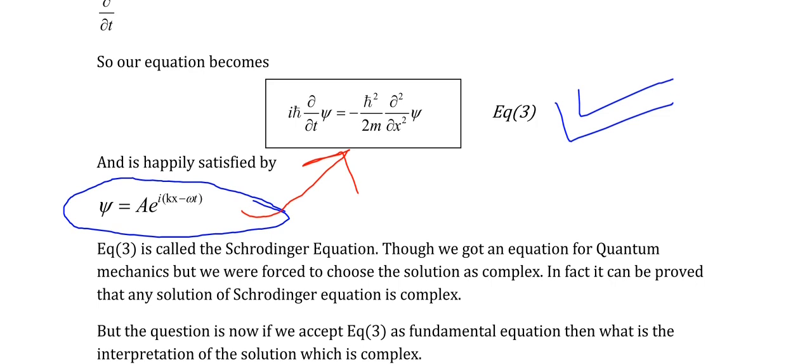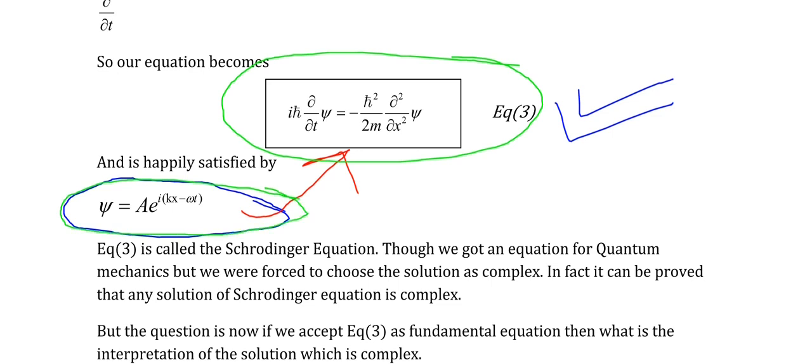How did I get the i here? Because I need to make the LHS equal to RHS. That's why I had to put the i by hand. And now I claim that this equation in the green box is my fundamental differential equation that governs the wave nature of the electron, and the solution of this differential equation is psi equals A e to the power i(kx minus omega t). This equation represents the wave nature of the electron, where k contains the information of momentum of the electron and omega contains the information of energy of the electron.